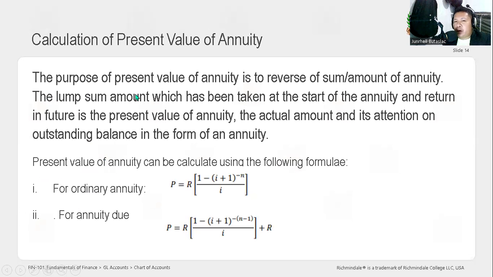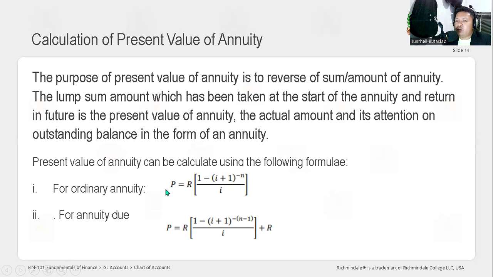The purpose of present value of annuity. This is the calculation of present value of annuity. The purpose of present value of annuity is to reverse the sum or amount of annuity. So the lump sum amount which has been taken at the start of the annuity and returned in future is the present value of annuity. It is the actual amount and its attention on outstanding balance in the form of an annuity. The present value of annuity can be calculated using the following formula.